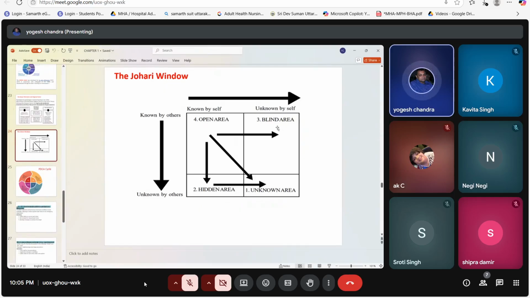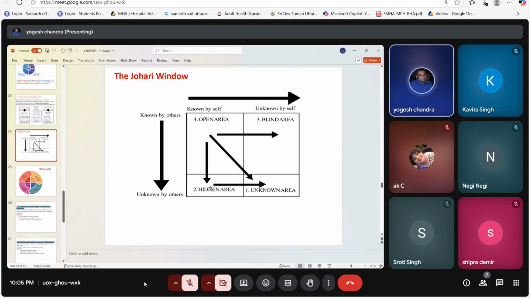Then the third area is the blind area. Sometimes you are not aware, unknown by self. You are not aware about your hidden potential, but that is being known by the others. That also happens. Okay. I will give you some example, then you will better understand this thing. Then the second area is the hidden area.